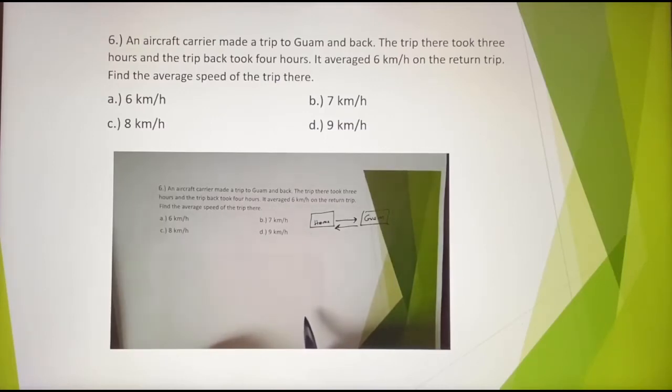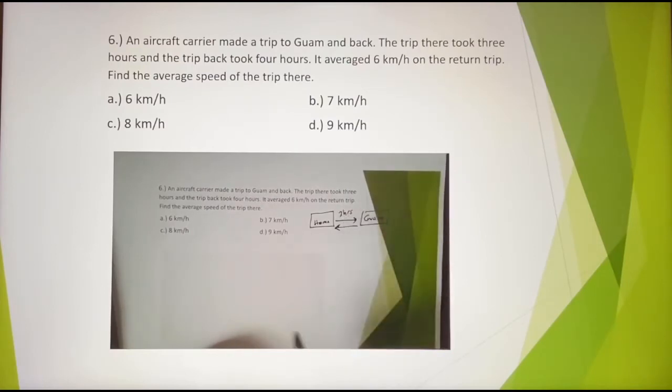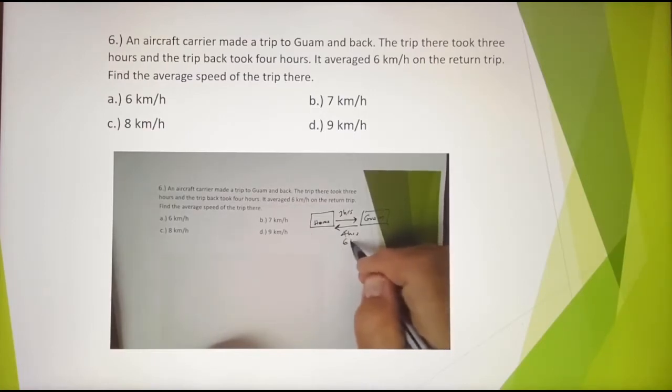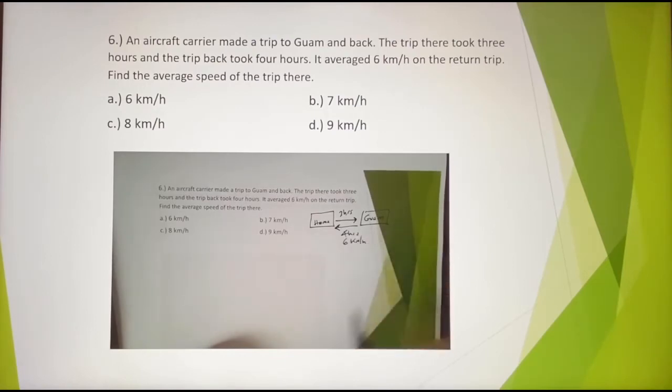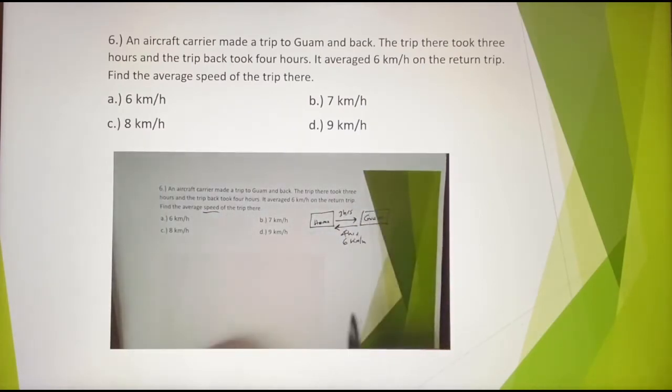The trip there took 3 hours, and the trip back took 4 hours. The average speed on the return home was 6 kilometers per hour. So you want to find the average speed on the trip there.